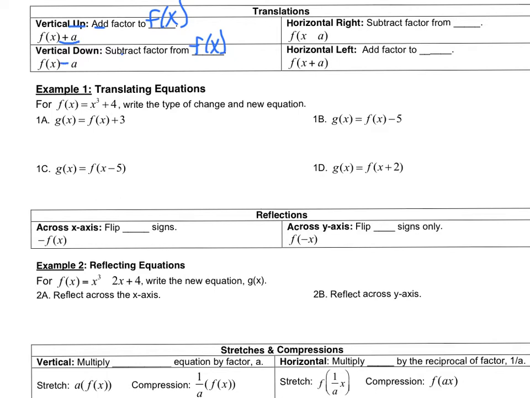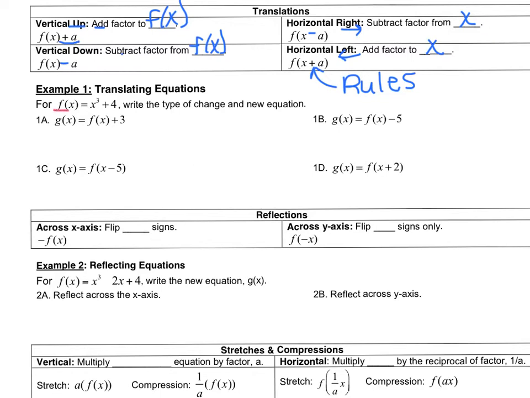If you want to move something to the right, you're going to subtract the factor just from the x. So instead of the number being added at the end of the equation, you're going to subtract it just next to the x. And if you remember, whenever we're dealing with horizontal, it's kind of the opposite of what you would think. So if you want something to move to the right, you're actually going to subtract it. And then if you want to move something to the left, you're going to add the factor just to the x inside the parentheses. So these things right here, those are called the rules. And our original equation is always going to be f of x.